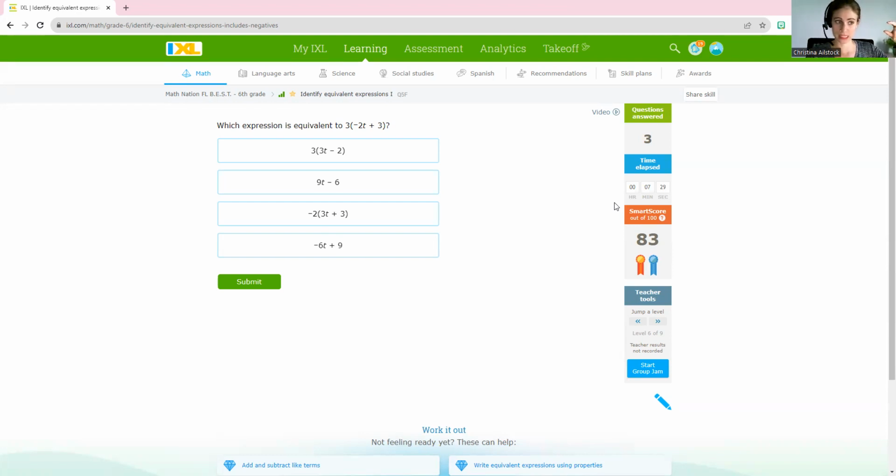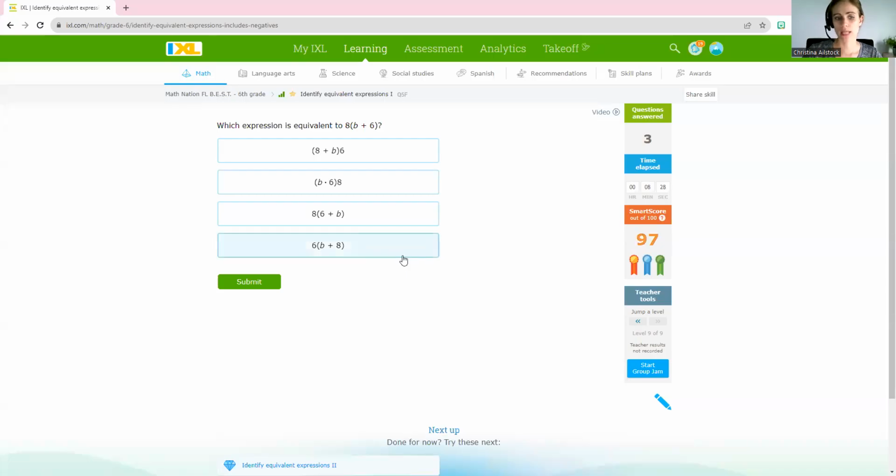That 3 on the outside is going to be distributed, multiplied to everything on the inside of our parentheses. So 3 times negative 2t would be negative 6t. Bring down our plus sign. 3 times 3 is 9. And if we look at our different answer choices, that one matches. That is an expression that is equivalent. That is a simplified form of our original problem.